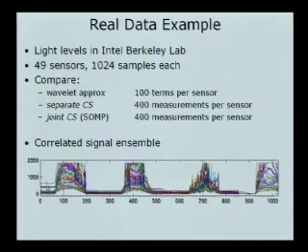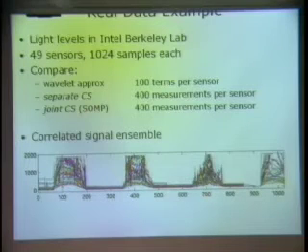I also want to present results that we have on real data. These are light measurements at the Intel Berkeley lab. They relied on 49 sensors that picked up 1,024 light measurements each during a period of several days. And if you just look at the signal ensemble, when you're going in this direction in the time domain, these are light measurements. So this could be maybe Thursday and Friday. And you'll see that the activity of the different light sensors was kind of correlated. And here during the weekend, fewer people came to the office. So there was less light, I guess.